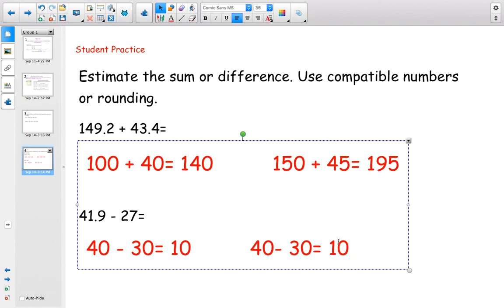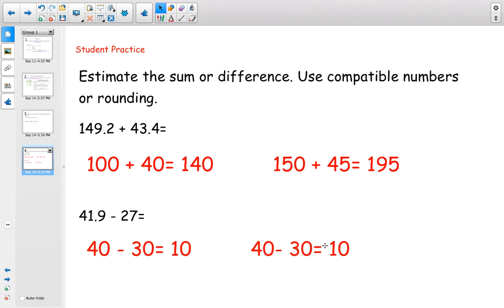So sometimes when we use compatible numbers and rounding, we might get the same answer as somebody who chose the opposite way to do it. And that's good too. But like I said, you won't always have the exact same estimation. That is okay.